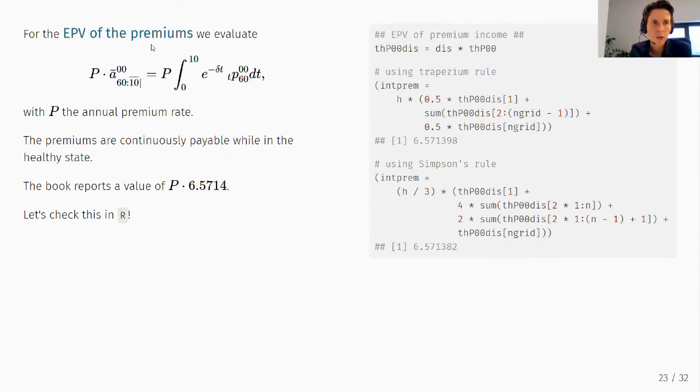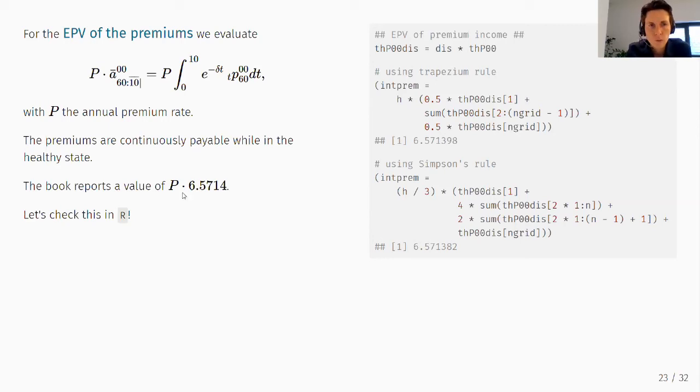This is our EPV for the premiums. It's a continuous time calculation, an annuity type of calculation. So I have an integral from 0 to 10, e to the power minus delta t, and then this transition probability tp00, right? I know that I'm in the disability income model, so I need the tp00s, which I calculated in table 8.1 earlier on. P is my annual premium rate. I want to calculate this one.